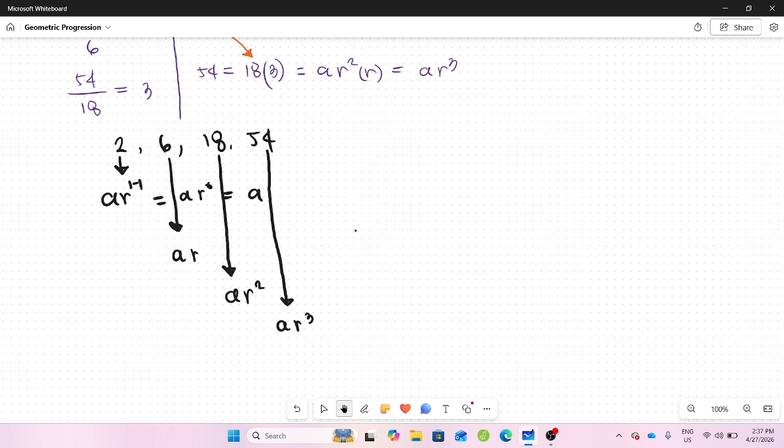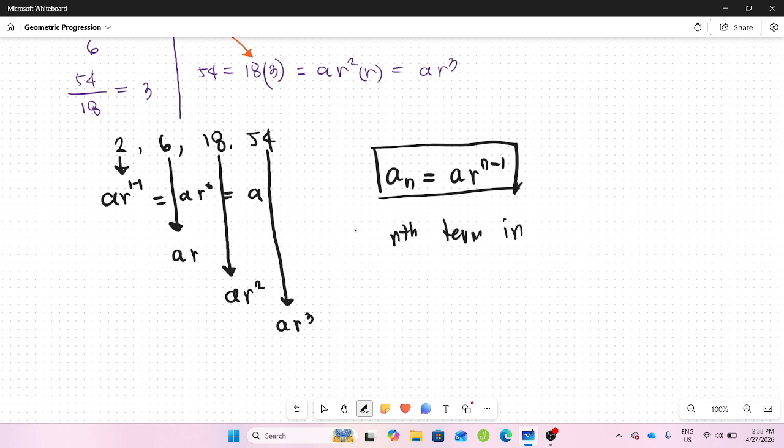Now the pattern here is on the exponent of the ratio. So we could make a standard form of knowing what could be the next term using this equation. So the nth term can be found using this equation: the first term times the ratio to the power of n minus 1. So this is the general equation for determining the nth term in a geometric progression.